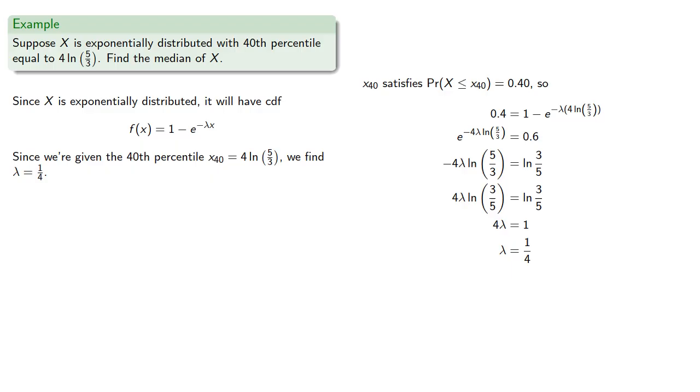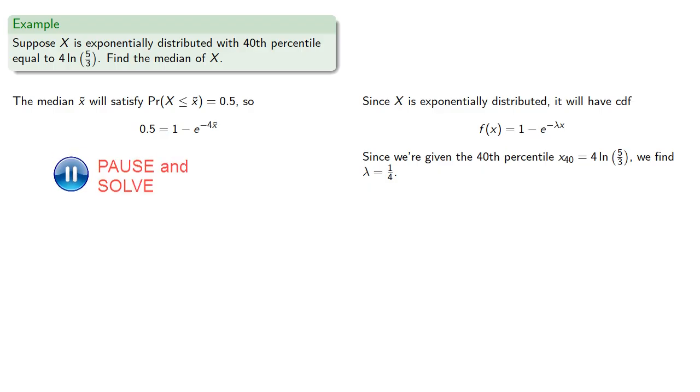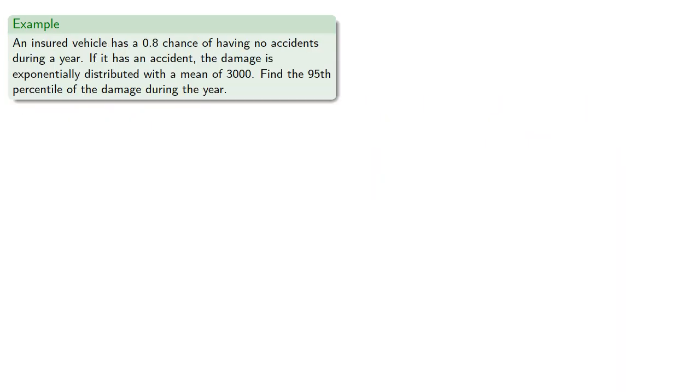And that means that I have lambda equal to 1/4. Now the median will satisfy the probability less than or equal to the median is 0.5, and so that gives us... Or let's consider another case.